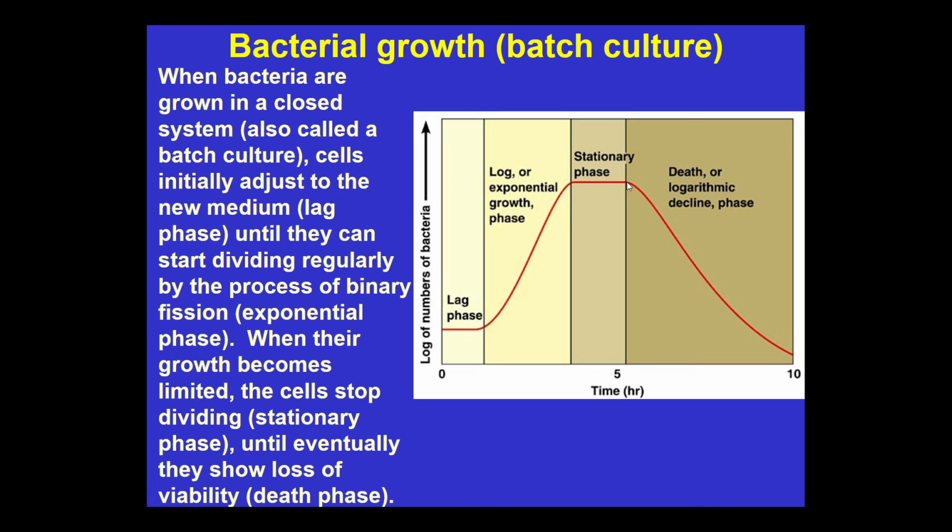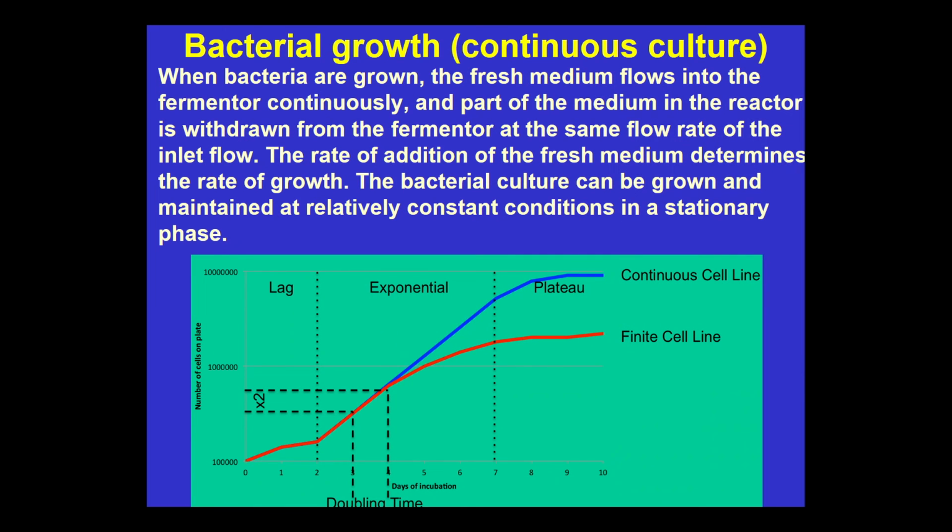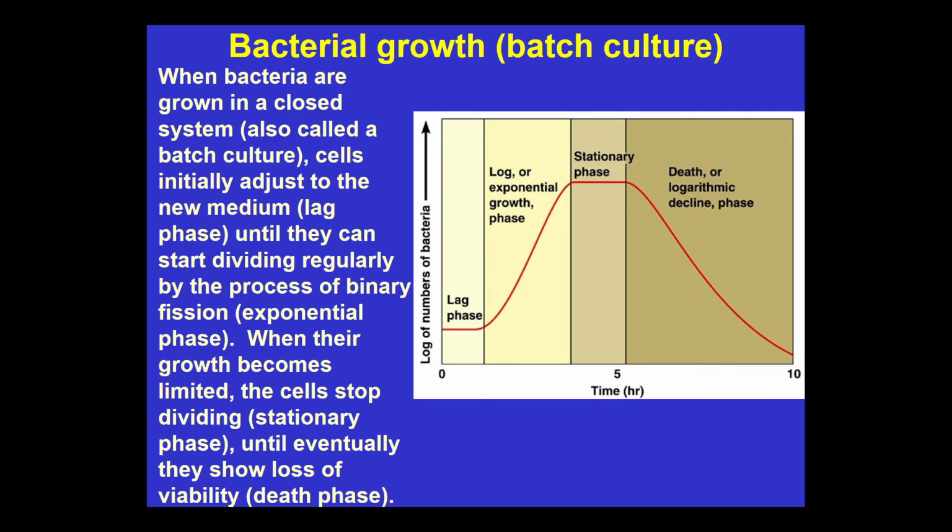stationary without any changes. And then eventually, we have the decline of the nutrition and the accumulation of some toxic compounds, the metabolites, the result of the metabolic activity of bacteria. So then they start dying. So we have a logarithmic phase of decline. And it may reach the complete death of bacteria. That is what we usually have in a petri dish.